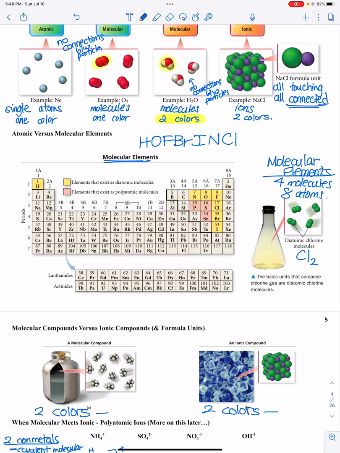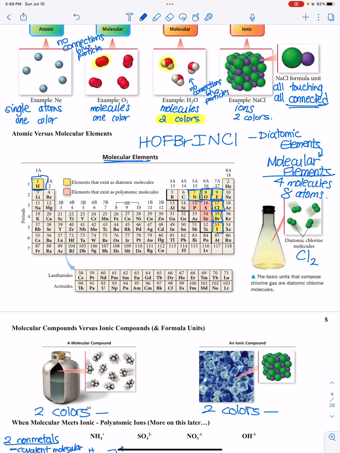And the way that I love to remember it is by this phrase called Hofbrinkel. This phrase represents something called diatomic elements. They exist as molecular elements. Here they are. Here are the element symbols. We have H, O, F, Br, Cl, I, N.